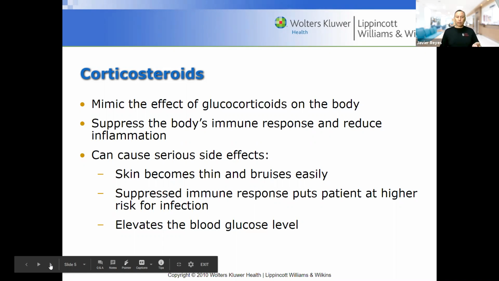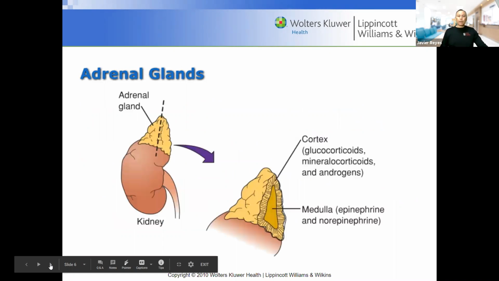Corticosteroids increase the amount of acid in your stomach by a lot. They suppress the immune system. When your immune system is suppressed, obviously they can catch infections from other people more easily. Their skin becomes thin and bruises easily. Their blood glucose levels increase a lot, especially if they're already diabetic. We have to be monitoring their blood sugars.